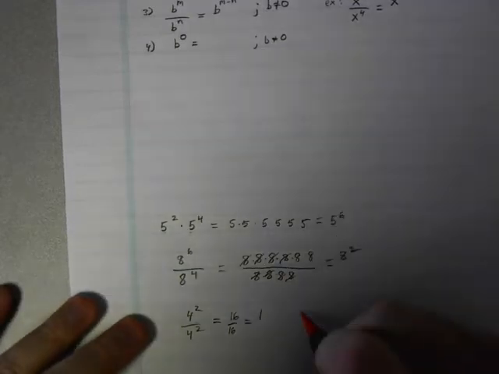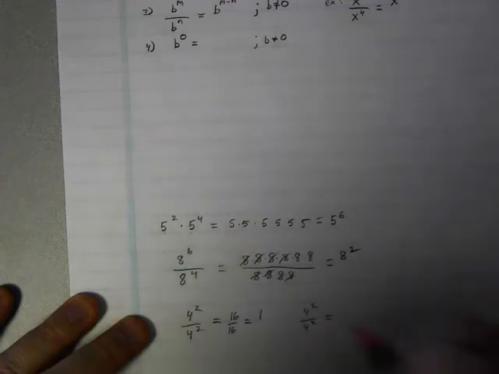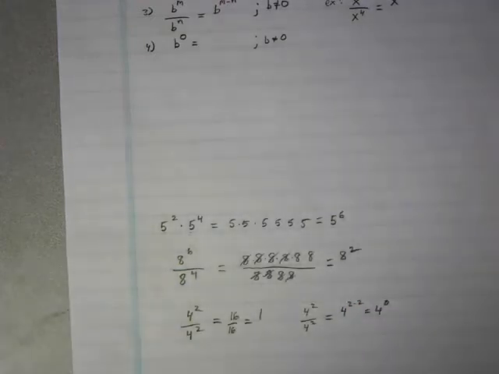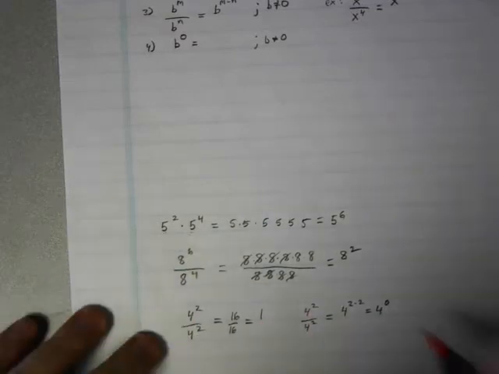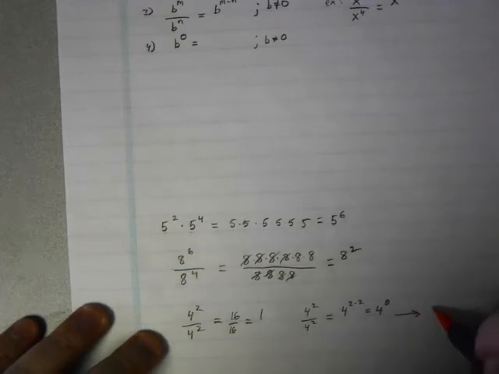On the other hand, you could use that division rule for exponents to say this is 4 to the 2 minus 2, which is 4 to the 0. So, since 4 squared over 4 squared has to equal 1, and also has to equal 4 to the 0, 4 to the 0 has to be the number 1.